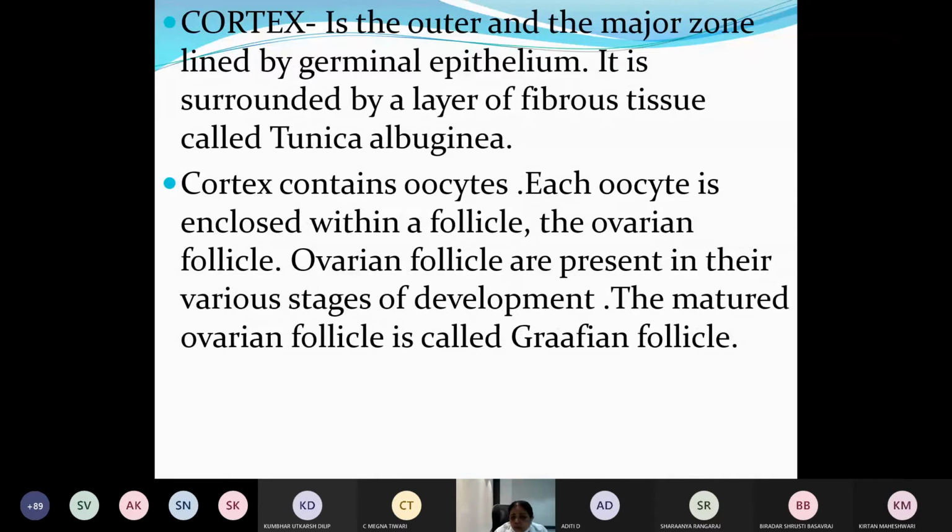Cortex contains oocytes. Each oocyte is enclosed within a follicle, the ovarian follicle. These ovarian follicles are present in various stages of development. The matured ovarian follicle is called the Graafian follicle.